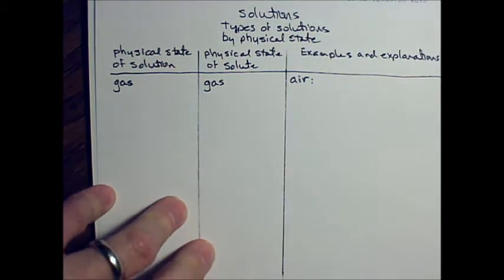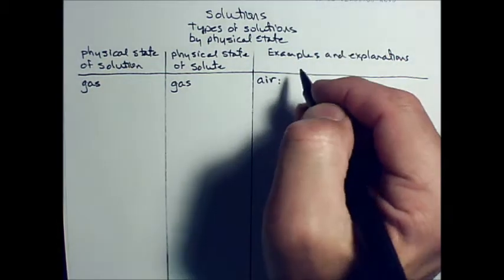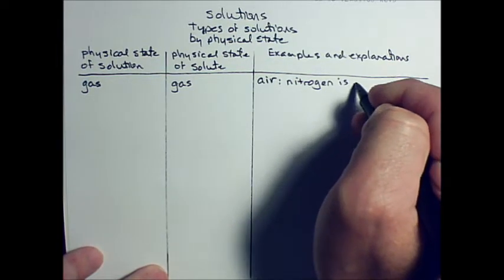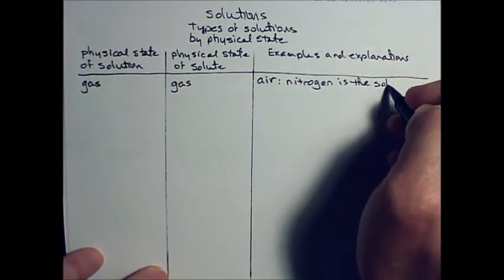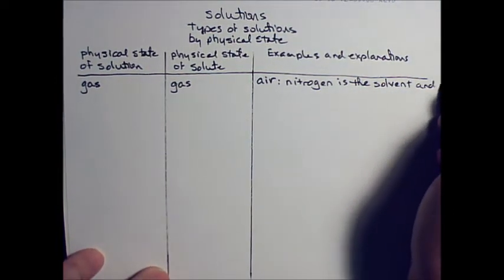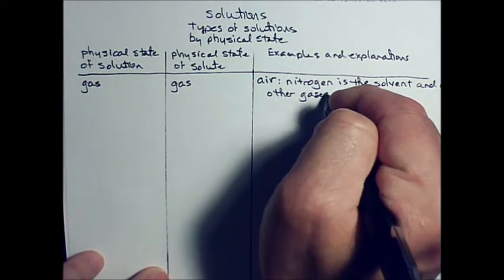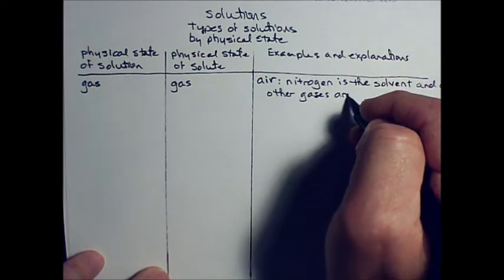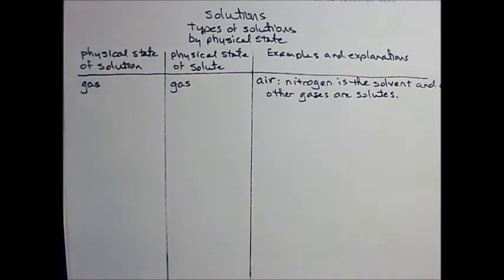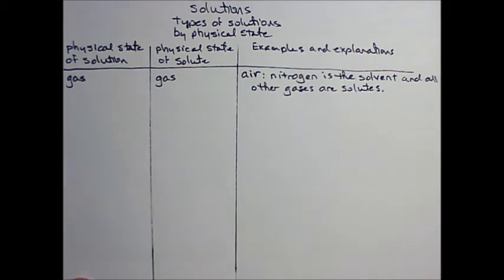In air, the gas that is in the highest concentration is nitrogen. So nitrogen is the solvent. And all other gases are solutes. So what other gases are there in the air besides nitrogen? Hydrogen, oxygen.